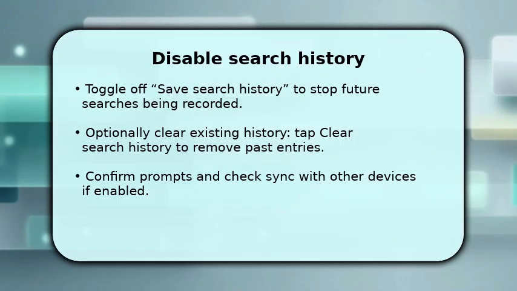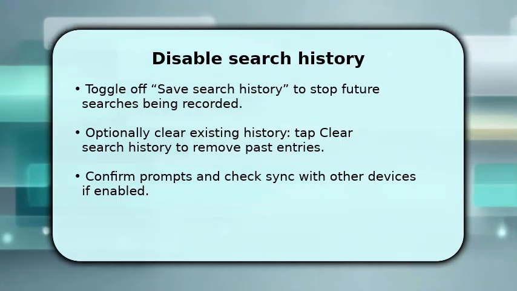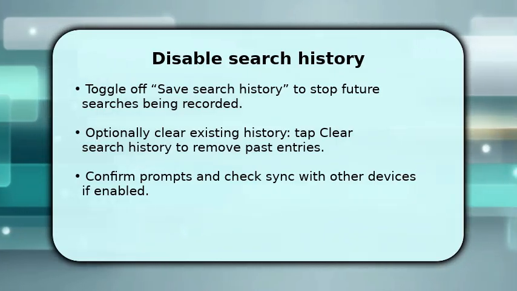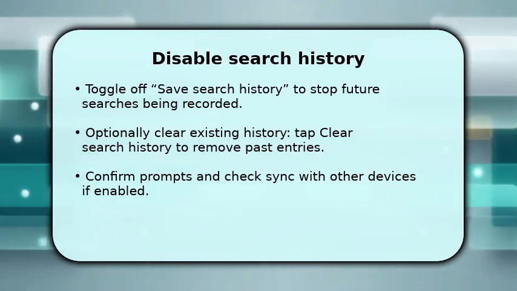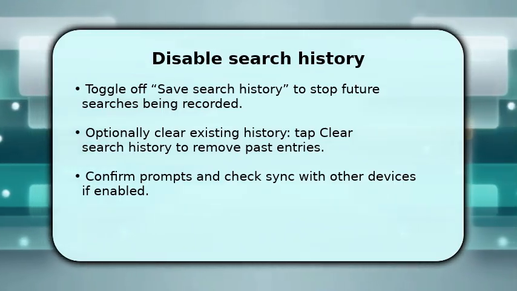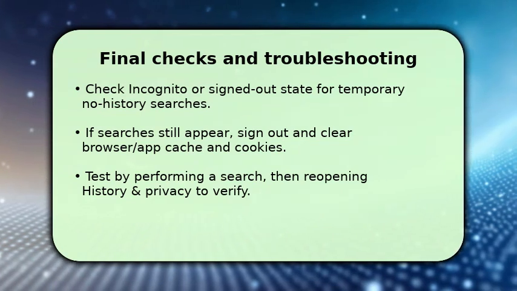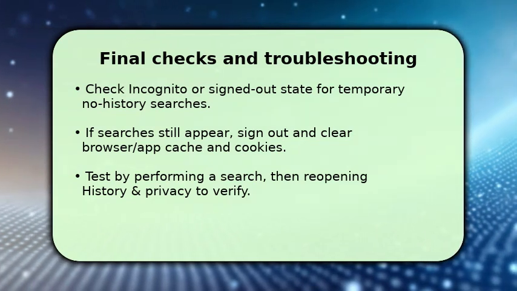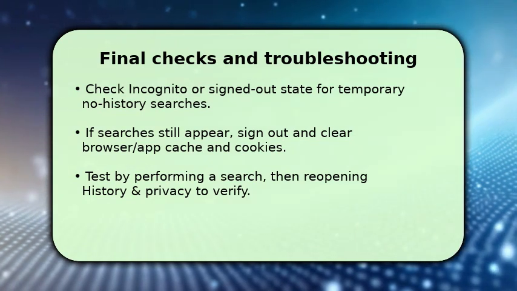If you use multiple devices, make sure you repeat or verify settings on each, or confirm account sync is off. Once done, YouTube should stop saving new search terms, and suggestions will start reflecting that change across signed-in sessions. Finish by testing: perform a new search, then return to History and Privacy to confirm nothing was recorded.